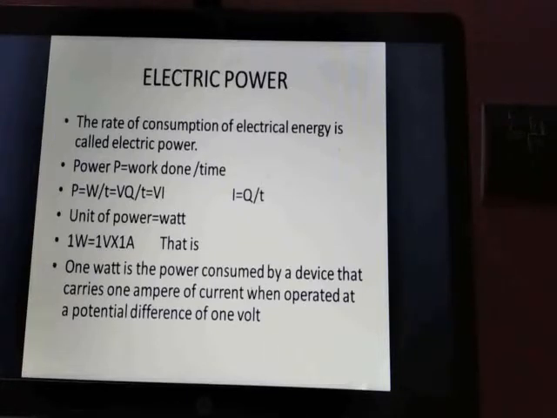The unit of power is watt. The SI unit of power is watt, and 1 watt is equal to 1 volt into 1 ampere. So, here we can define 1 watt. 1 watt is the power consumed by a device that carries 1 ampere of current when operated at a potential difference of 1 volt.